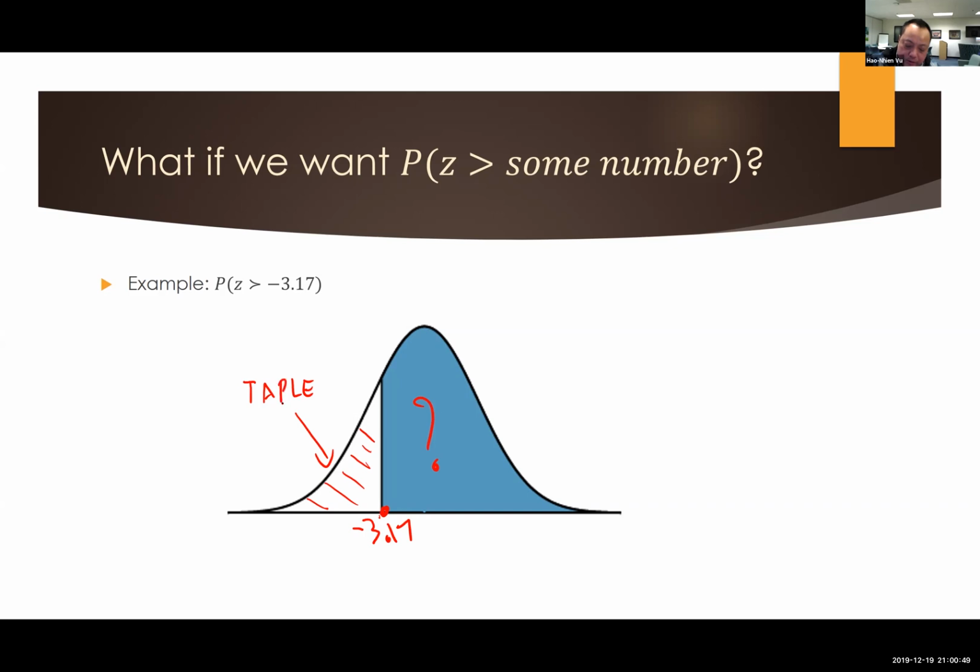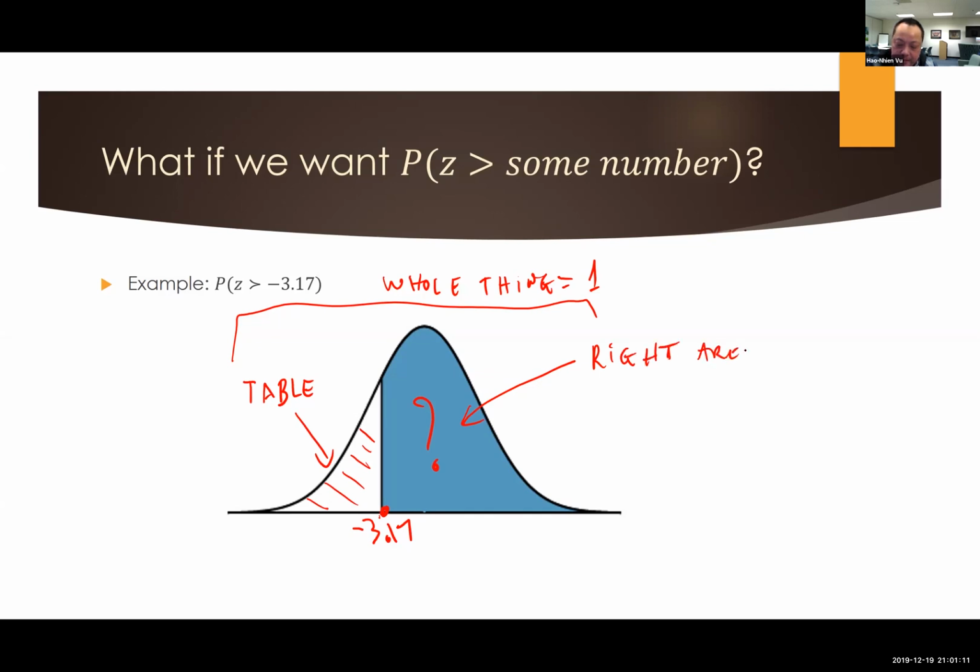The table gives us this area. Well, how do we get to the question mark? Well, the whole thing is 100%. So the probability, this area, the right area, is equal to 1 minus the left area. So we look up whatever is in the table, and we take 1 minus that.